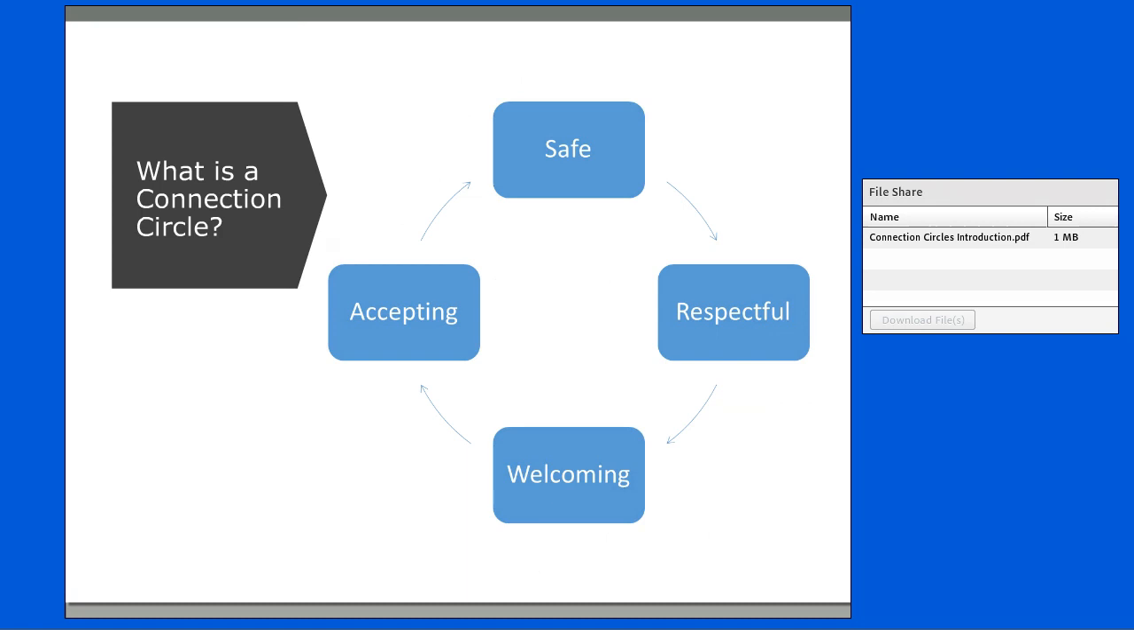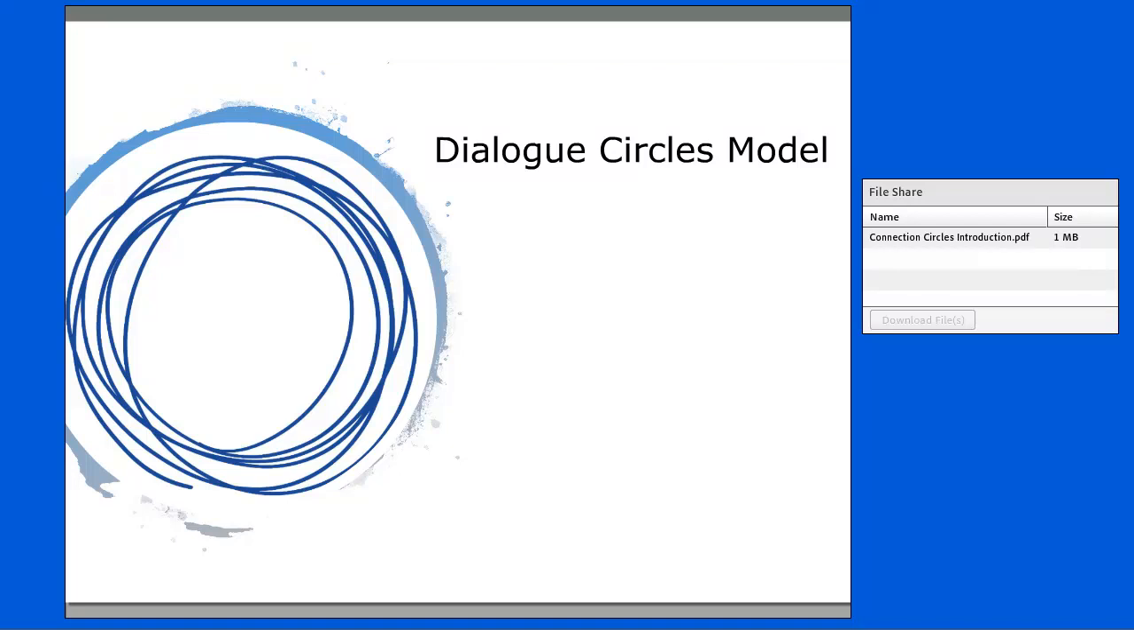So what is a Connection Circle? A circle is more than just a bunch of chairs facing each other. It's an intentional space for youth that is actively experienced as being safe, respectful, welcoming, and accepting. To accomplish this, Connection Circles utilize a dialogue circles model. In these structured conversations, participants pass a talking piece and only speak when they're holding it.